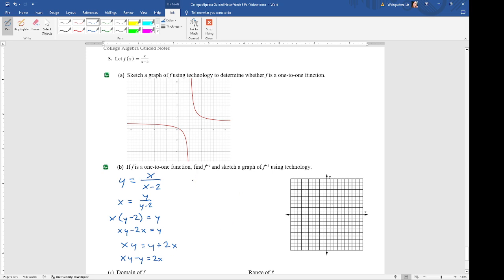Now I can factor out the y. That is the key here. After you've factored out that y, we can isolate it by dividing both sides by x minus 1. And we will rewrite this using inverse function notation.